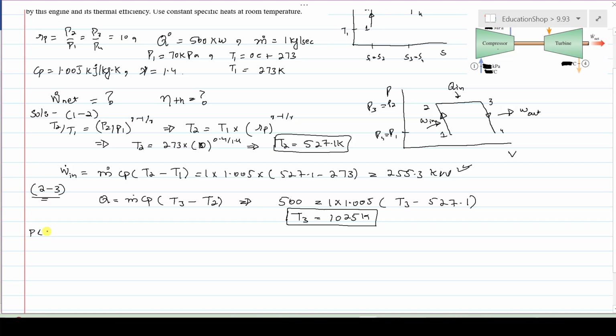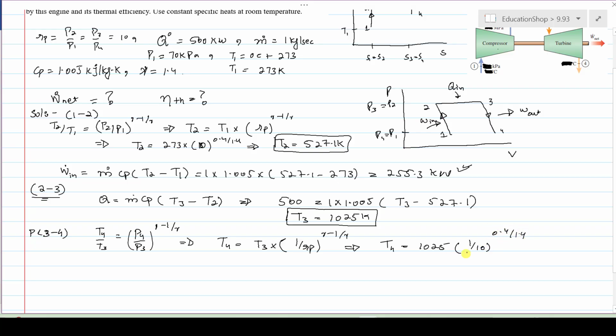Now consider the process 3 to 4 that happens in the turbine, an isentropic expansion. You can say that T4 divided by T3 is equal to P4 divided by P3 to the power gamma minus 1 divided by gamma, and T4 is equal to T3 times P4 divided by P3, which is the reciprocal of the pressure ratio Rp. Now simply enter the values in these equations and solve this on a calculator. The T4 value you will get is 530.9 Kelvin.